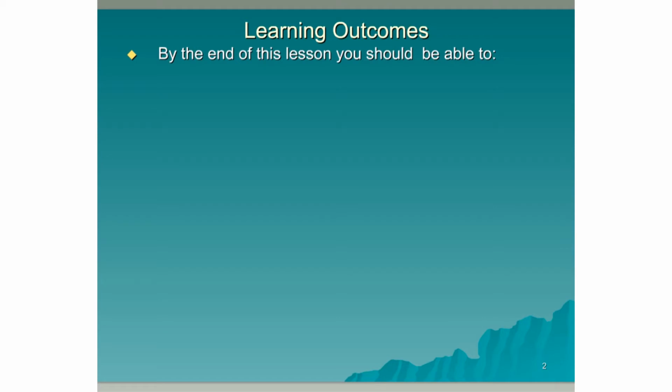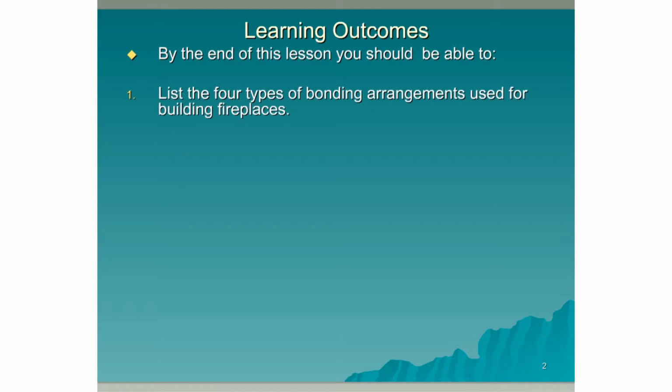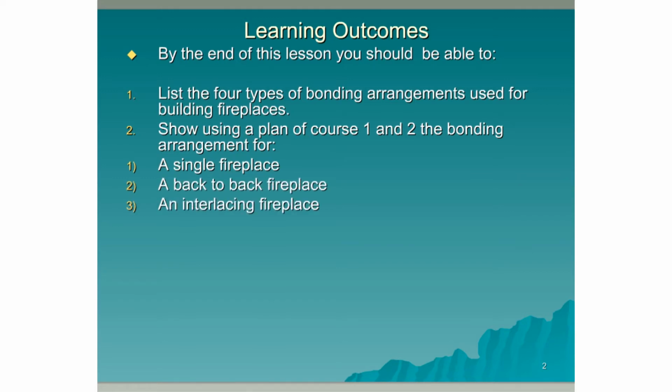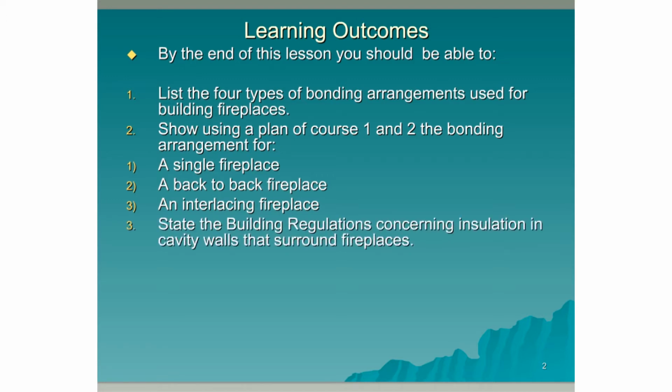Learning outcomes. By the end of this lesson, you should be able to list the 4 types of bonding arrangements used for building fireplaces. Show using a plan of course 1 and 2 the bonding arrangement for a single fireplace, a back-to-back fireplace, an interlacing fireplace. You should be able to state the building regulations concerning insulation in cavity walls that surround fireplaces.